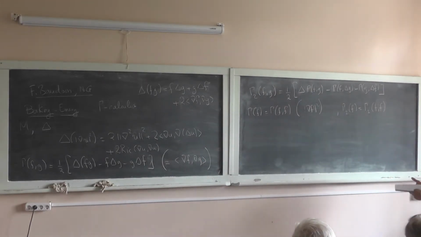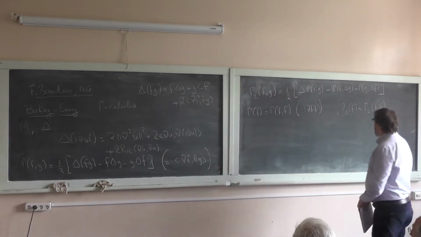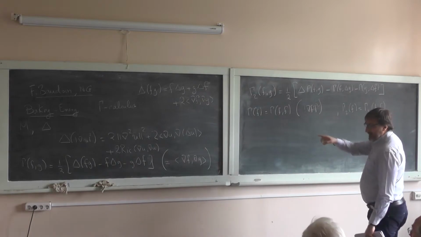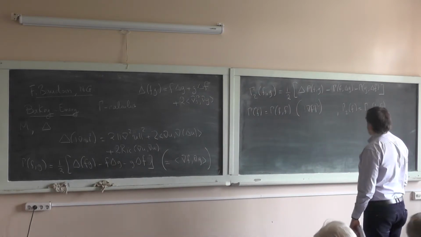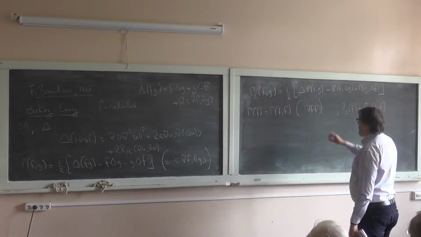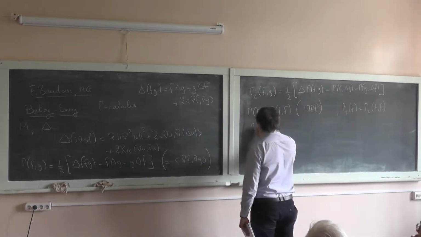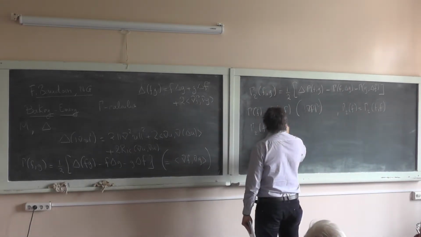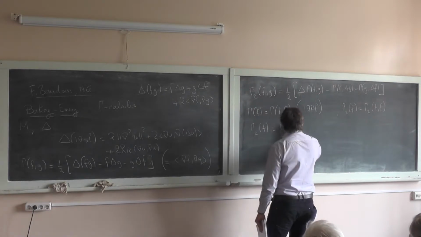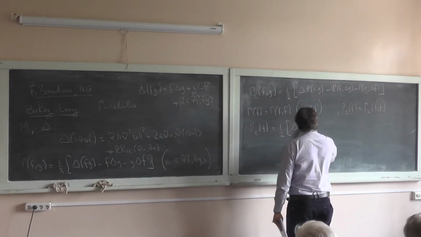Okay, so let's look a little bit more carefully at this gamma 2 object, and let's try to understand it in connection with the identity of Bochner. So gamma 2 of f is going to be equal to 1/2 Laplacian of gamma of f.